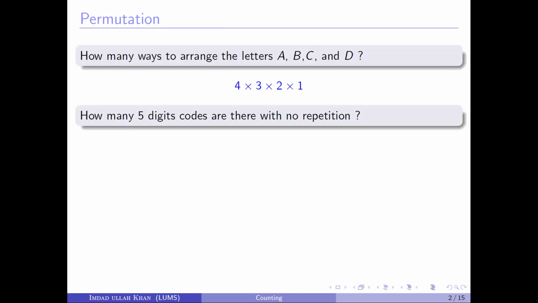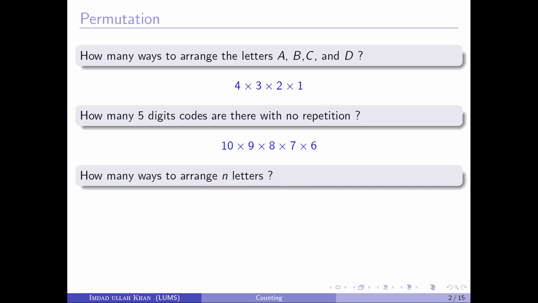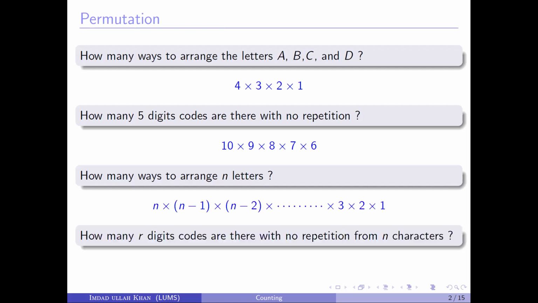How many 5-digit codes are there with no repetition? That gives us, because there are 10 possible choices for the first placeholder, then they keep on decreasing. So 10 times 9 times 8 times 7 times 6 is the number of 5-digit codes with no repetition which we can generate. How many ways to arrange n letters? We can generalize the first one, that is n factorial.